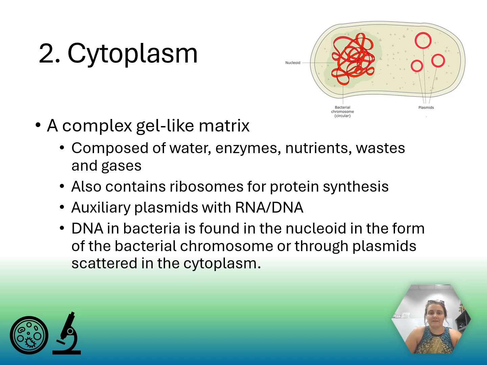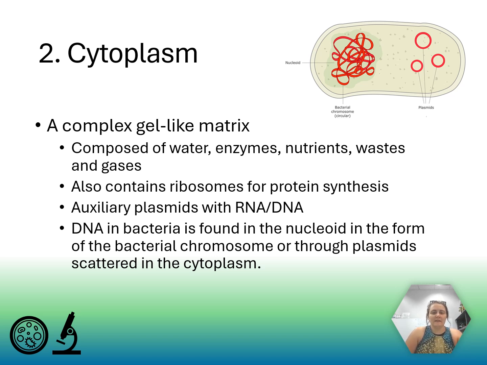Next component of the cell is called the cytoplasm, and this is that gel-like matrix that basically holds the rest of the interior of the cell together. It's composed of water, enzymes, nutrients, waste, and gases. It's basically that extra space that's holding all of those organelles and all of those components together inside. It's going to contain the ribosomes that are used for protein synthesis. In bacteria, it can have what are called auxiliary plasmids with RNA and DNA. So we'll talk about bacterial plasmids in a moment.